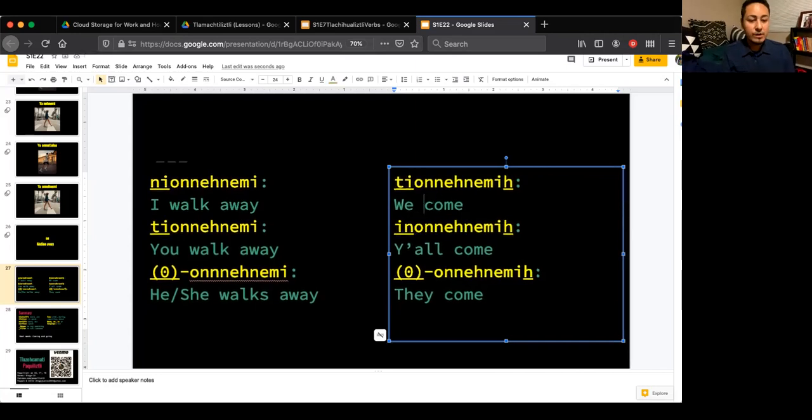So this is indicating motion away. And so we walk away. Y'all walk away. They walk away.